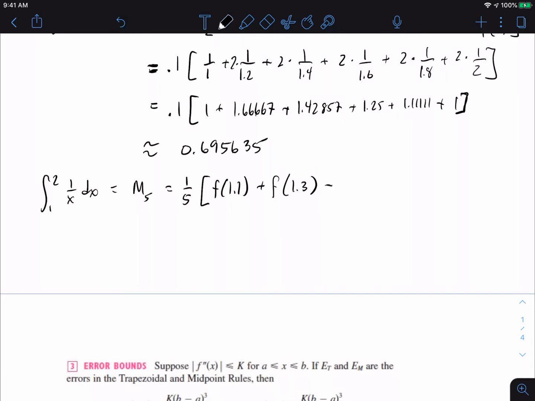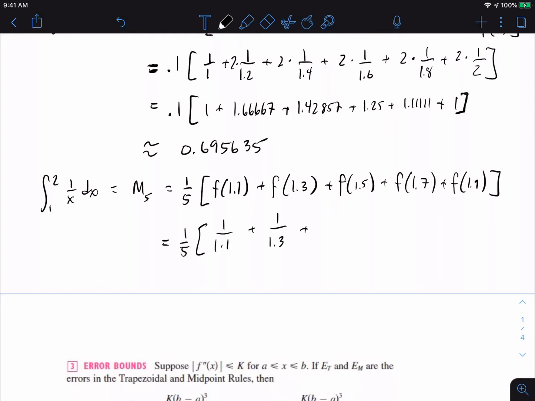Okay, so then the next one should be f of 1.5 plus f of 1.7 plus f of 1.9. And we're never going to get to the end because it's midpoint, right? And then the approximation of this, you guys can do it with your calculator. I'll write it down, at least this piece. 1 over 1.1 plus 1 over 1.3 plus 1 over 1.5 plus 1 over 1.7 plus 1 over 1.9.